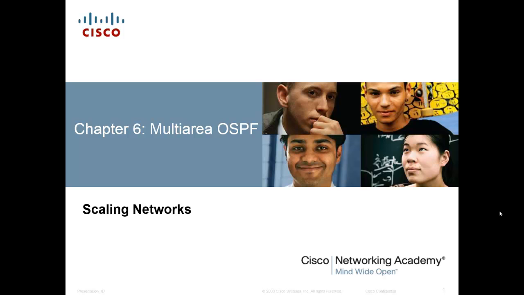All right, Chapter 6, multi-area OSPF. You know, after they give you single, they're going to give you multi-area. Now, multi-area OSPF is a heavy CCNP topic, but the new CCNA adds parts of it to its question base. So you are going to have to be able to answer questions on this on the new CCNA.